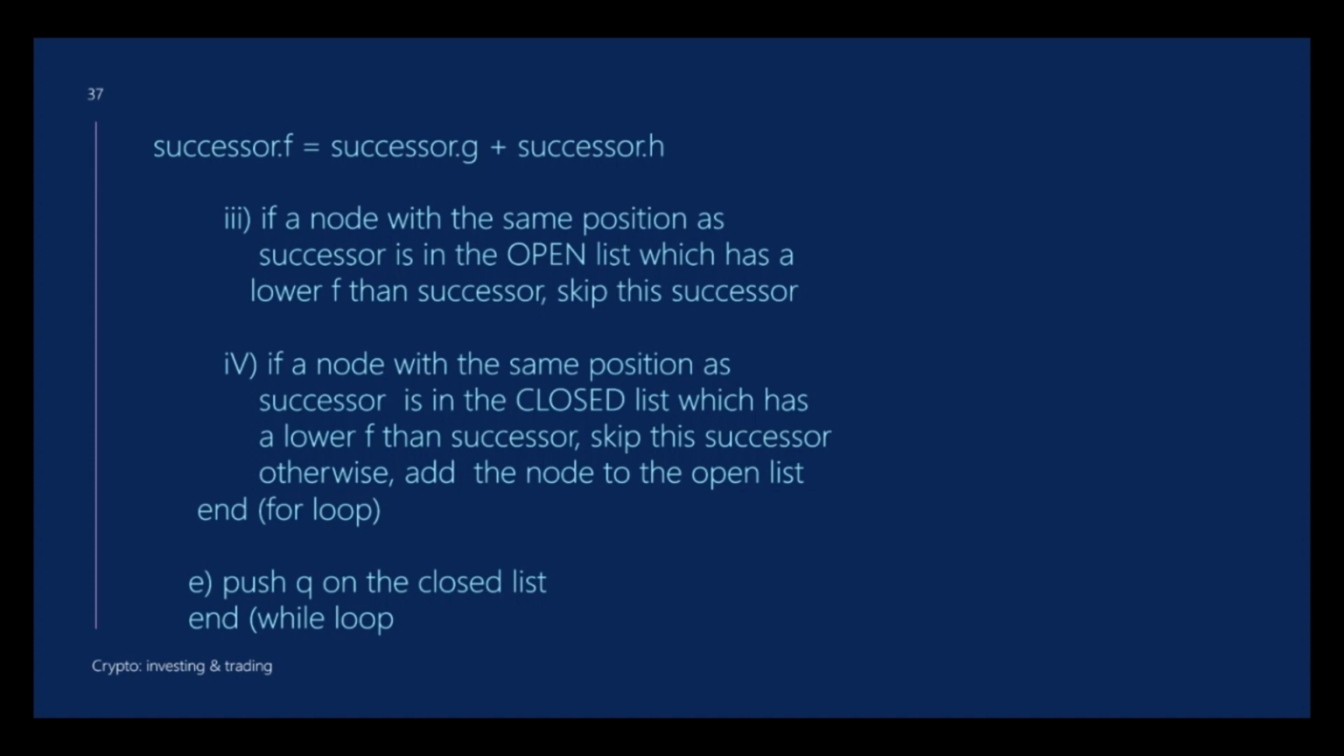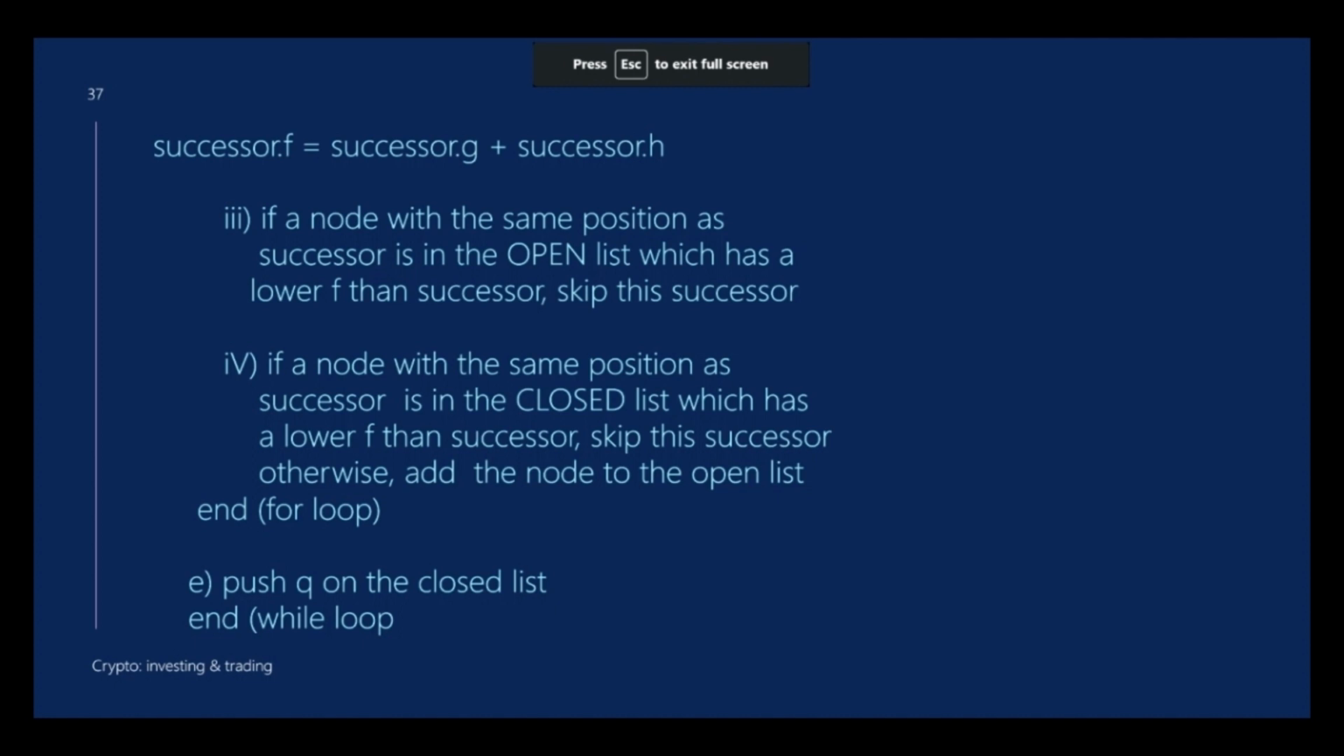Again, we check in the closed list. In the closed list, if our new value is less than the existing value for that particular node, then we add it to the open list, else we skip the successor. When the for loop ends, it means that we have evaluated the shortest path to each of the neighboring nodes. Next, it will push this element q, which has the shortest path, to the closed list, and this will continue until there are nodes present in the set q.